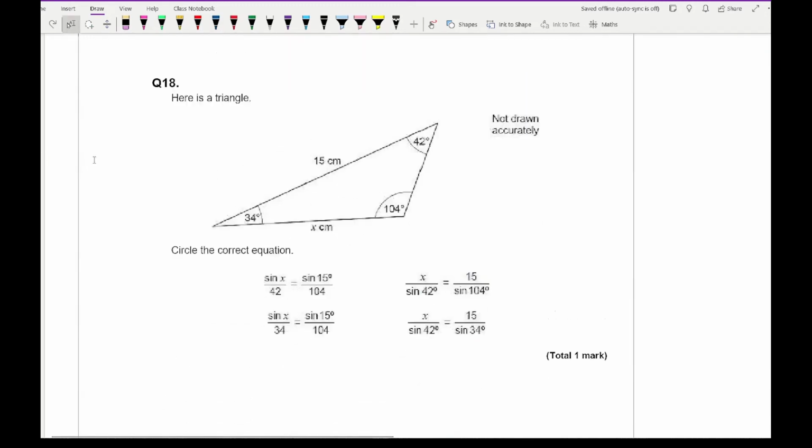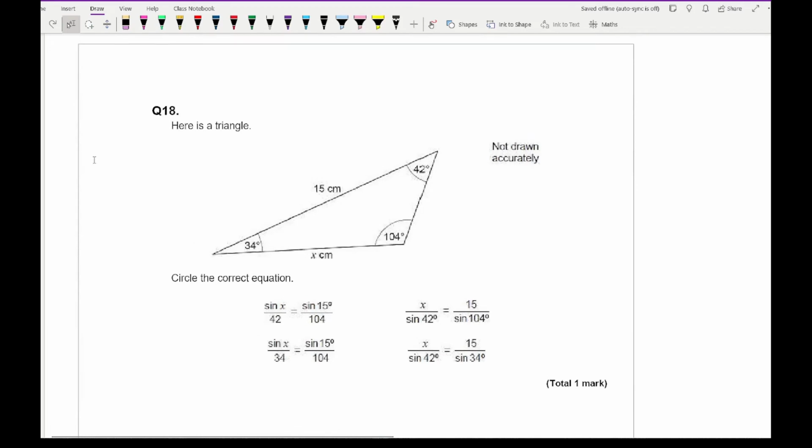And thankfully we've moved away from circle theorem questions. So moving on to question 18, which again looks at trig and using the sine rule. For this, it says here is a triangle, circle the correct equation. Again, the labeling of this has not been labeled, so you just need to work that out, but the correct answer you should have is this top right hand one.